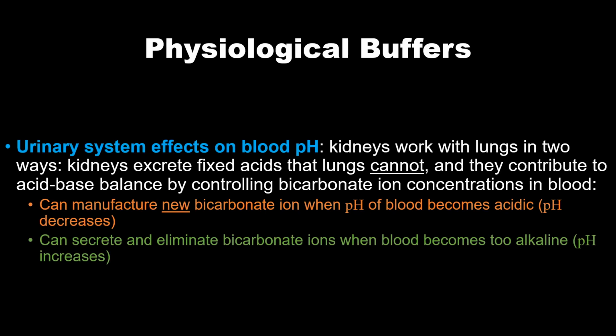The kidneys work with the lungs in two ways to determine the number of hydrogen and base ions in the blood. First, the kidneys excrete fixed acids that the lungs cannot excrete, like lactic acid, ketones, phosphoric acid, ammonium. About 25% of the body's hydrogen ions are lost in this manner. Secondly, the kidneys contribute to the acid-base homeostasis by controlling the amount of bicarbonate in the blood.